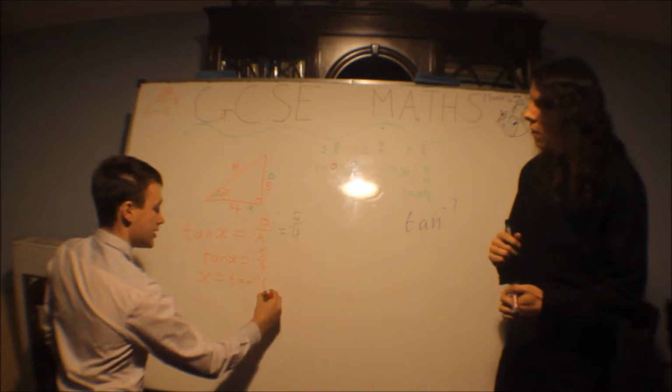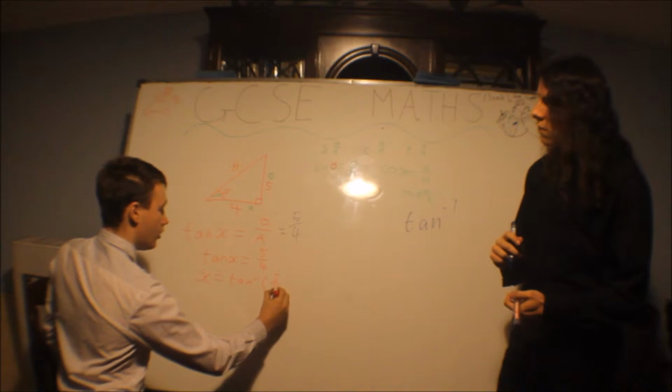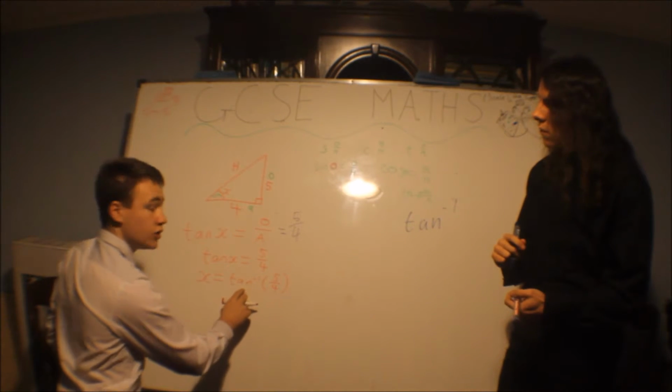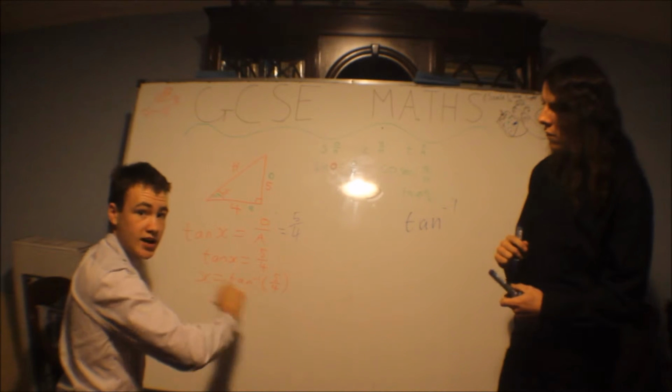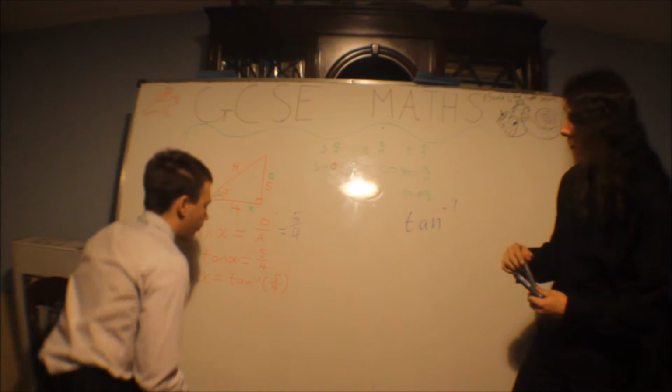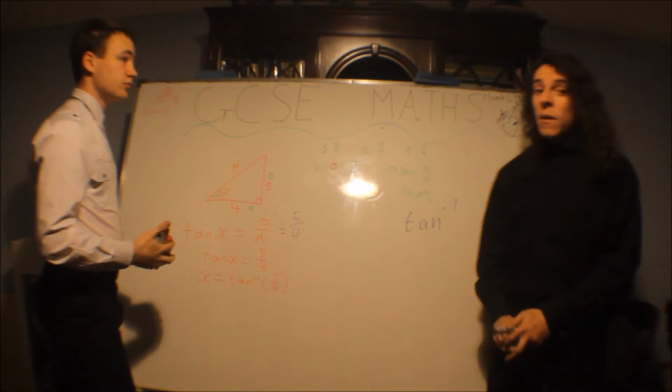Make sure you use brackets here because you want to do tan to the minus 1 of 5 over 4. If you didn't use brackets, it would be tan to the minus 1 of 5, and then the answer of that divided by 4. Be careful with your brackets. And then that will give you x, and that will be that one.